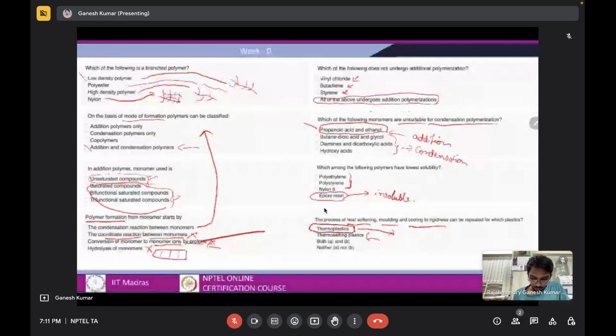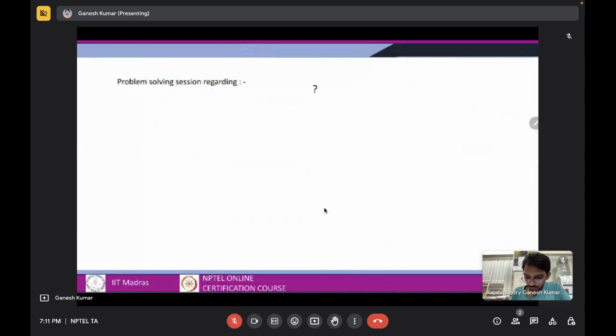So these are all the week 0 questions. Of course, the answers to these questions are available in the portal itself, and I would like to highlight here what this problem solving session is all about. This session is mostly for the people who find difficulties in answering assignment questions.